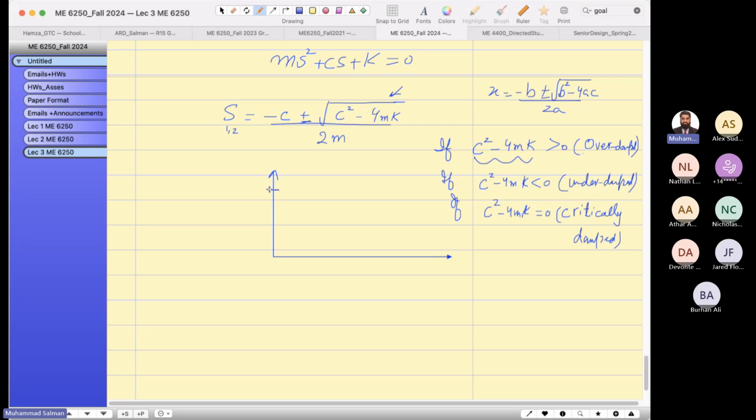Let me show you. If we have an initial condition on this mass, suppose you move it 2 centimeter to the right and just leave it, it will come back to its original position, which is at rest. Suppose this is a, or 2 centimeter here, and you leave it. It goes like this, starts oscillating, and comes back like this. When you see oscillation about this mean position, this is known as the underdamped case.